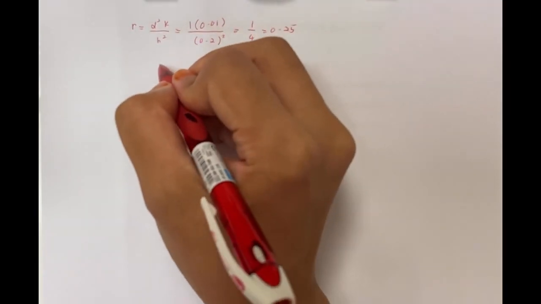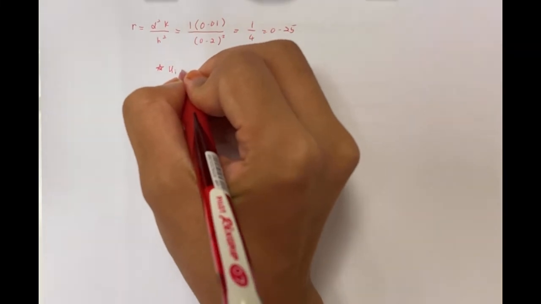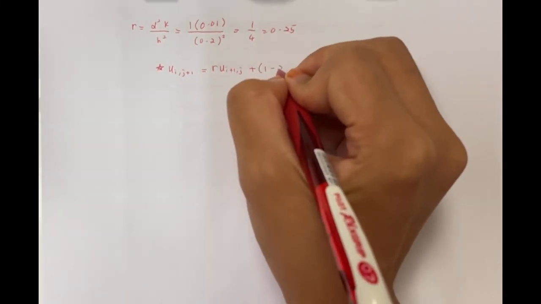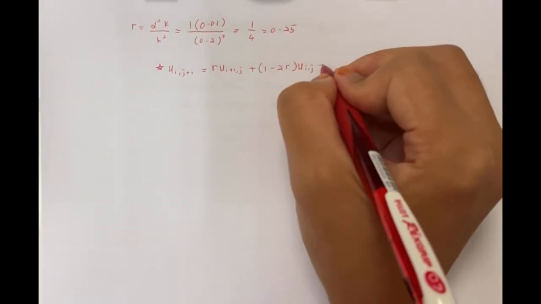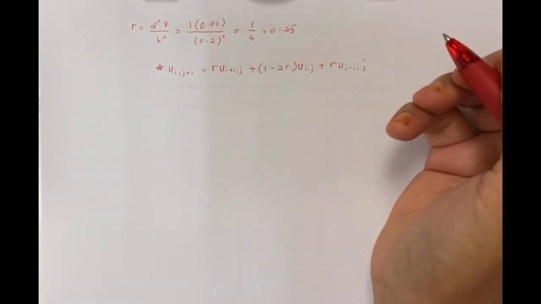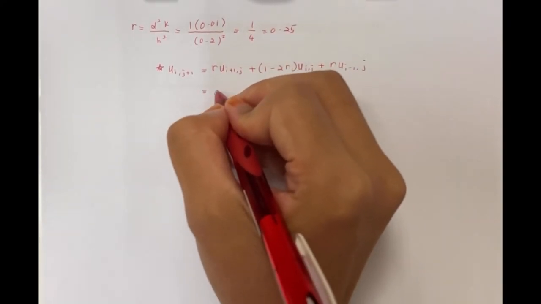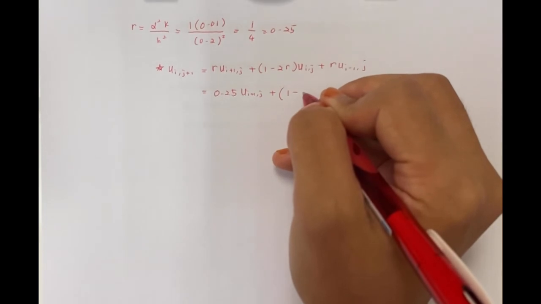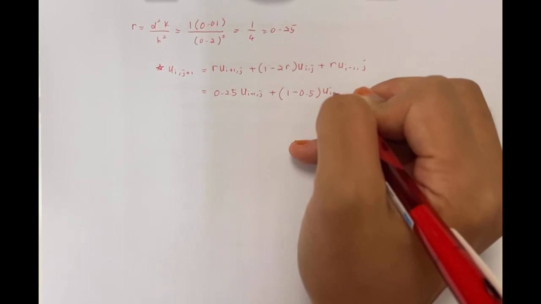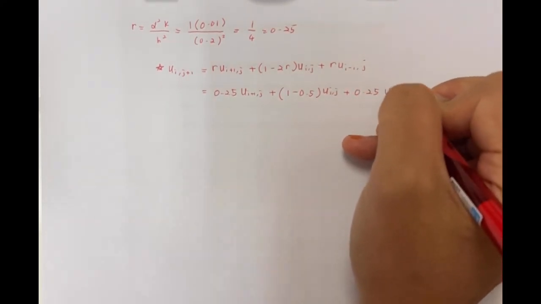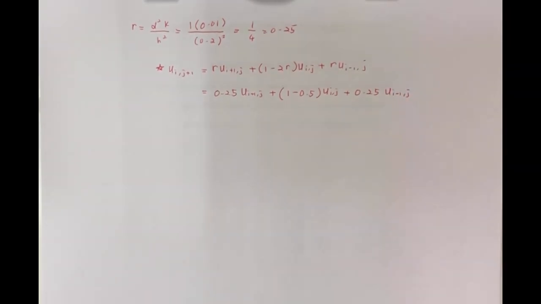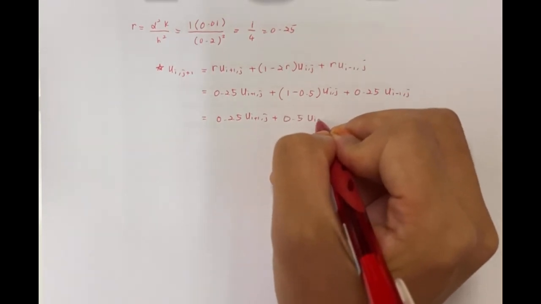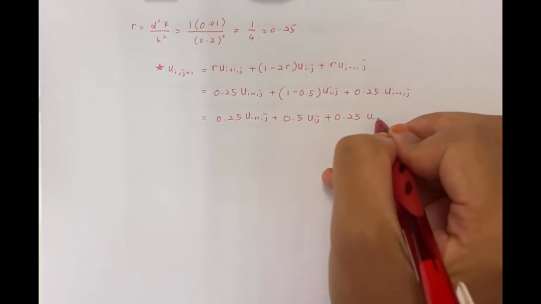Okay, from r, substitute r into the formula: u(i,j+1) equals r u(i+1,j) minus 2r u(i,j) plus r u(i-1,j). Since r is equal to 0.25, so you have 0.25 u(i+1,j) plus 0.5 u(i,j) plus 0.25 u(i-1,j). Simplify this: 0.25 u(i+1,j) plus 0.5 u(i,j) plus 0.25 u(i-1,j).